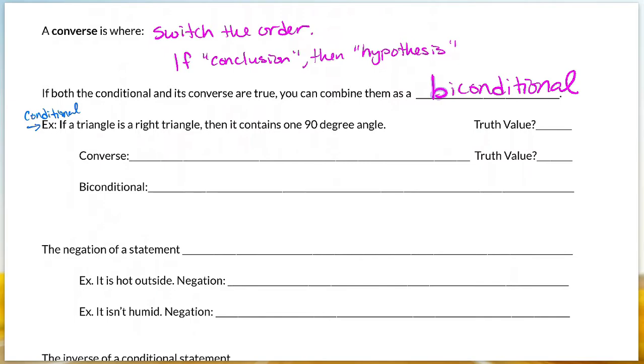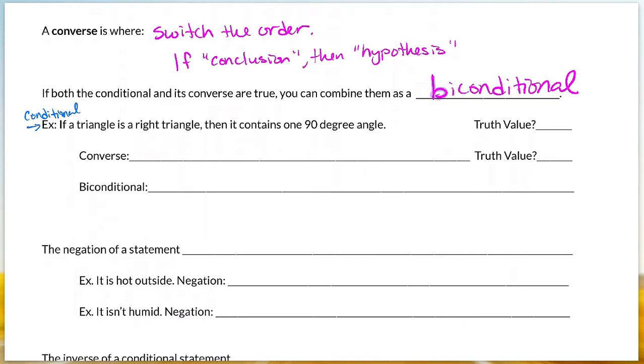Okay? That's our starting statement. We are going to decide if it's true or not. We're going to write the converse and decide if that is true or not. If they are both true, then we will be allowed to write the biconditional. That just basically means it's true forwards and backwards, and it has a certain kind of phrasing. So let's look at this one.